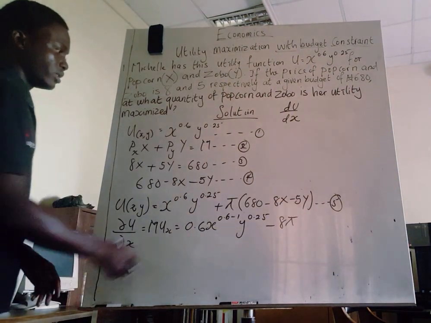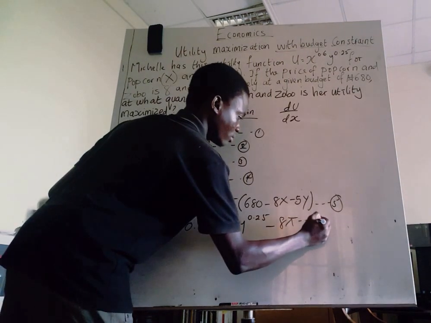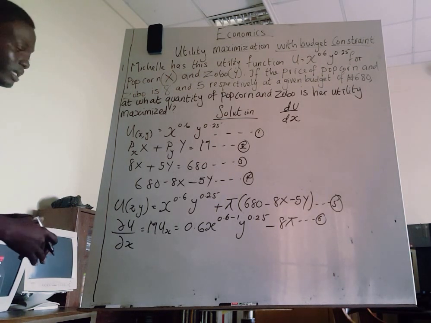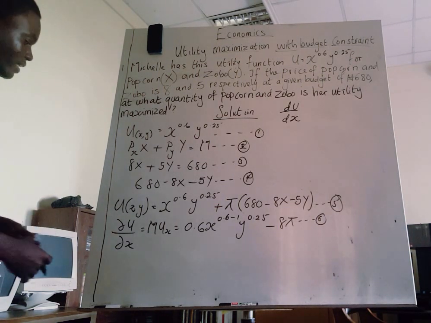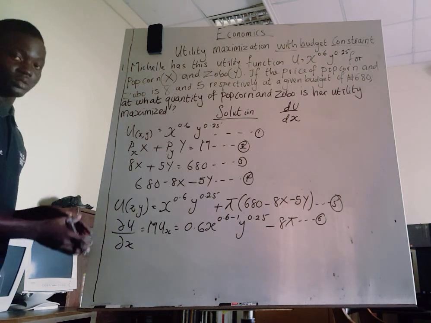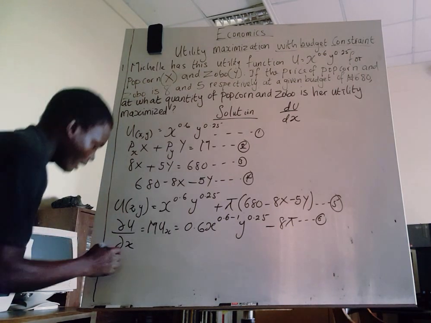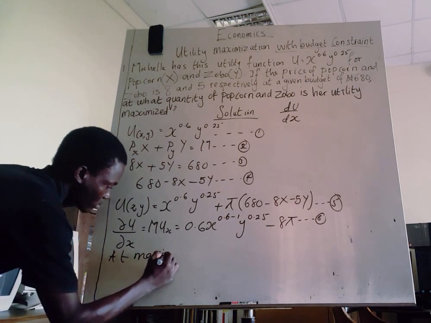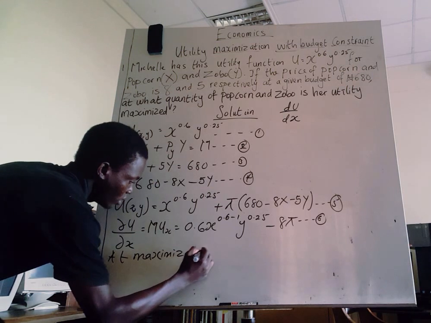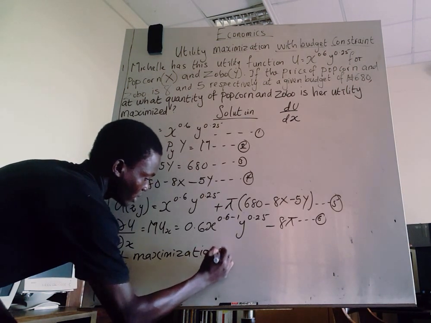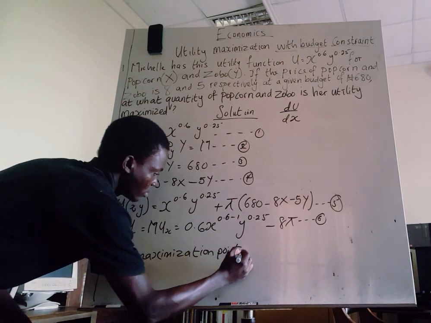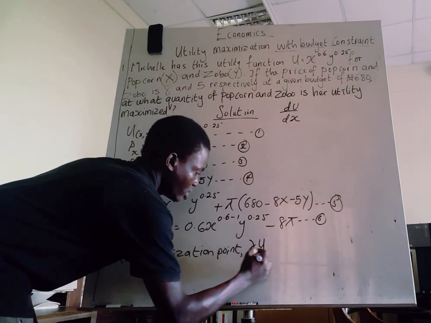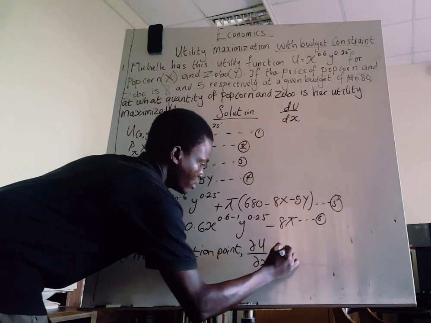Okay, so this is now our equation 6. At the maximization point, we have to set this equation equal to 0. At the maximization point, the partial derivative du/dx equals 0.